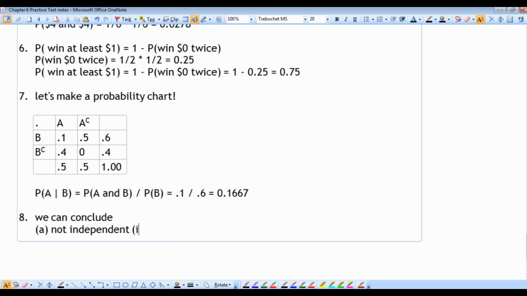Okay, there's two clues here. Probability of A and B is not equal to the probability of A times the probability of B. That's one clue. And the other clue: the probability of A given B is not equal to the probability of A. Those are the two things that clue you into the fact that these are not independent. Any one of those would kill independence.